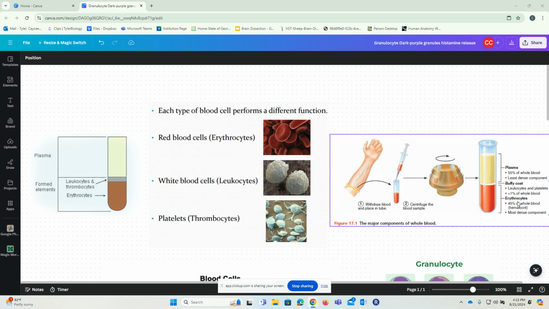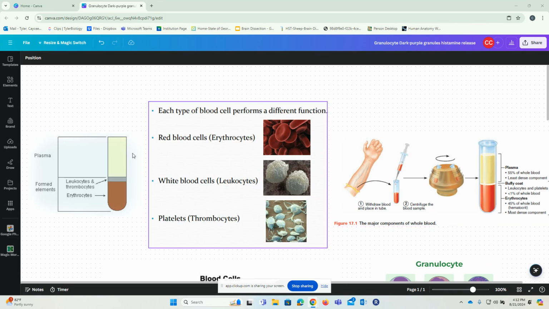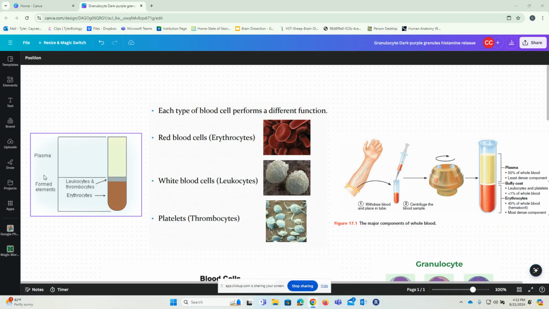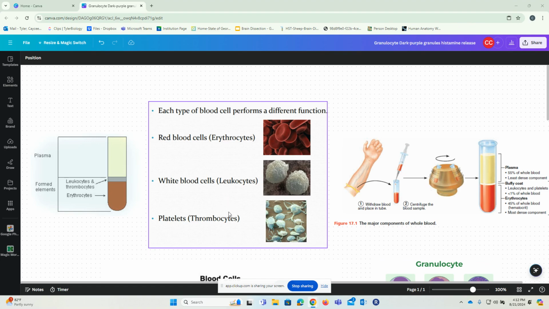The other major component is the hematocrit, or the amount of red blood cells, which is about 45% of whole blood on average. It's at the bottom again because it's the most dense component. And in between is the buffy coat, made up of leukocytes and platelets, but that's less than 1% of whole blood. So again, plasma is the non-living component. The living component, or pseudo-living component, is the formed elements, which are the three cell types.